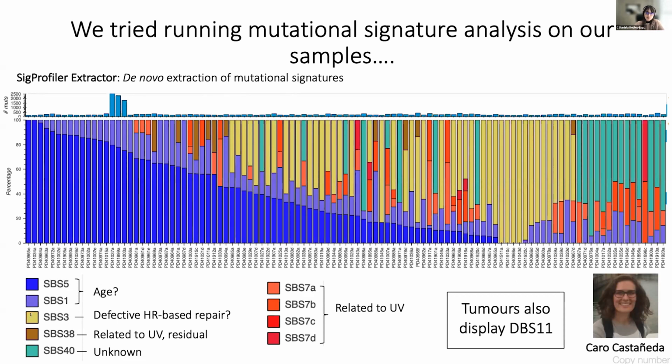Then we see this suspicious signature 3, which has been associated with defective homologous recombination base repair, and we see a lot of that. Then we see 38, which seems to be related to UV irradiation, an unknown etiology signature 40, and then a number of signatures that are related to UV.